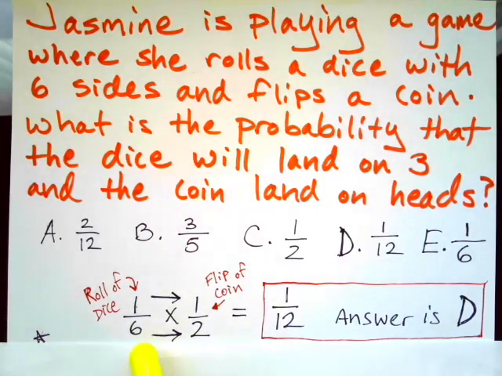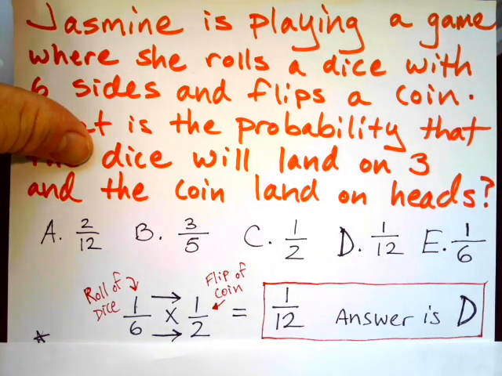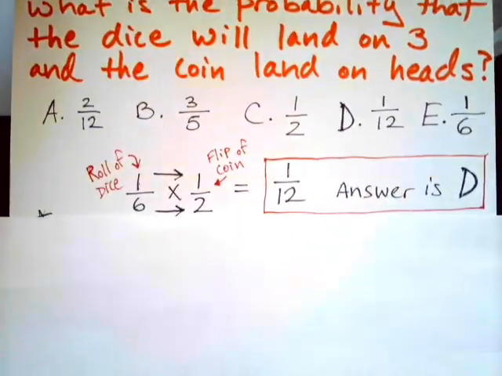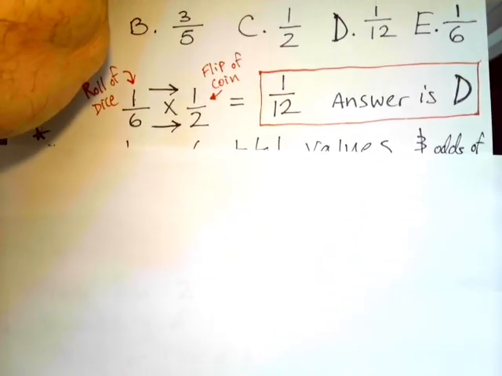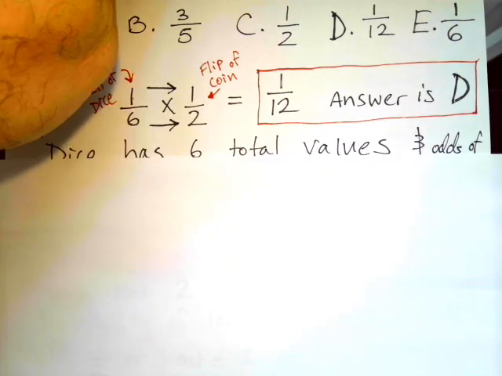Again, 1 out of 6 sides, that's the dice landing on 3, is 1 out of 6 odds, times flipping of the coin landing on heads, 1 side out of 2. You multiply 1 times 1 is 1. 6 times 2 is 12. Our answer is going to be D. The probability is 1 out of 12 times you're going to have the dice land on 3. And you're going to have the coin flipped and land on heads.